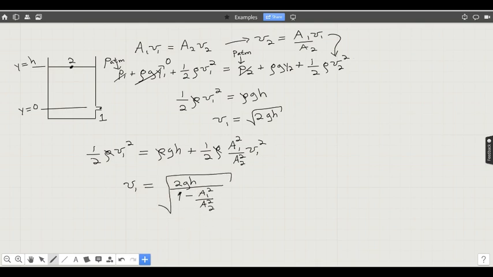Should look like this. You should be able to work through the algebra there. Take this term over here, factor out the V1 squared, then divide by what should be 1 minus A1 squared over A2 squared, and then we're going to take the square root to get just the V1. So this is what it would look like if those areas are comparable, and you cannot just forget about the speed V2.